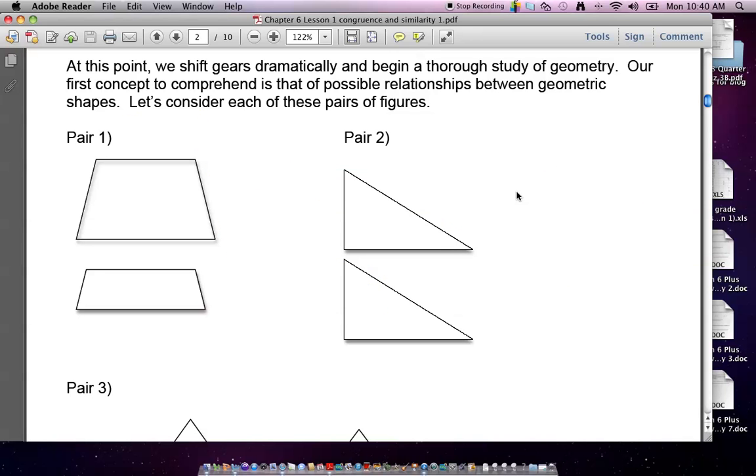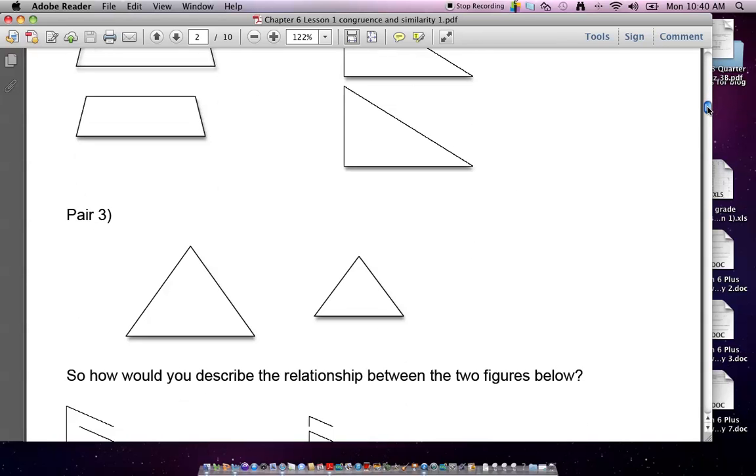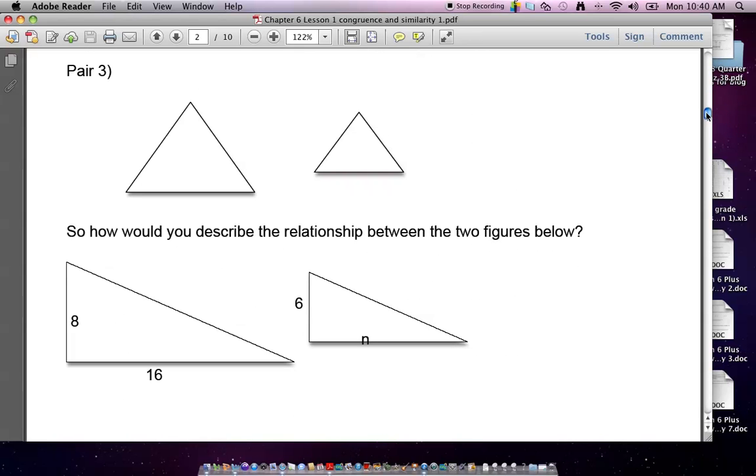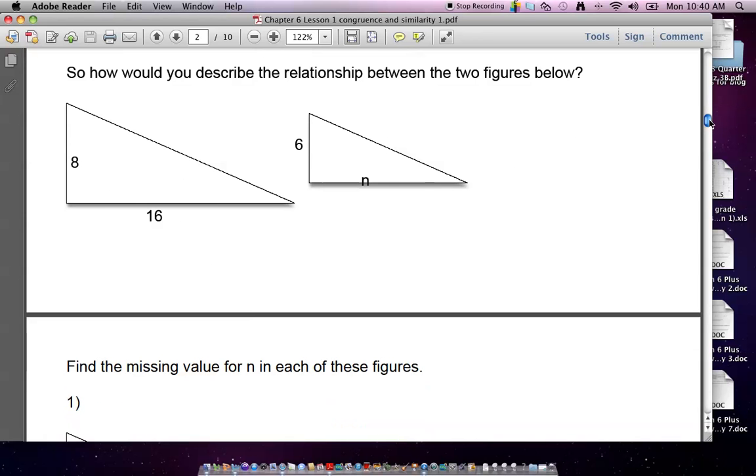Now, we're going to do this lesson today and tomorrow. It's going to be the same kind of lesson. Take a look at these. Are these the same shape? Yes. But do you see how one's a little different size than the other? That's a picture of similar. So number 3 is a picture of similar. Now, we can use similar figures to figure out the lengths of missing sides.